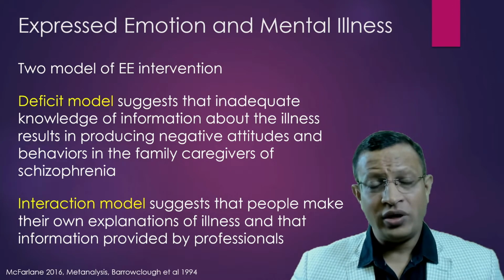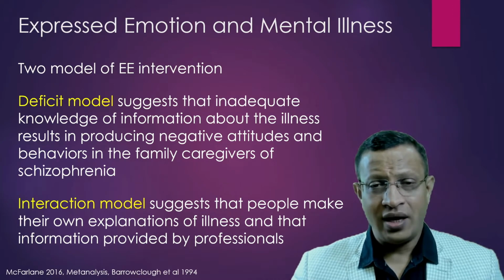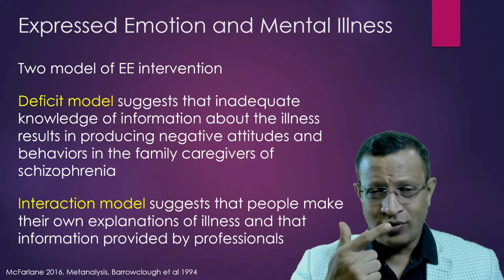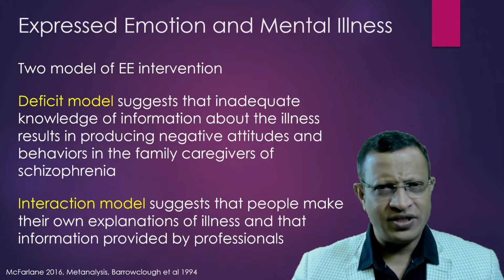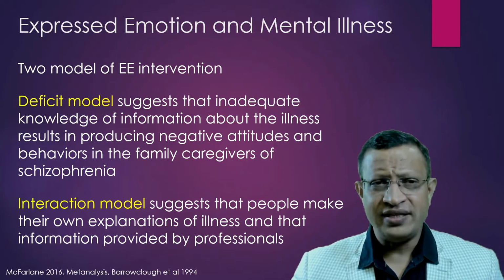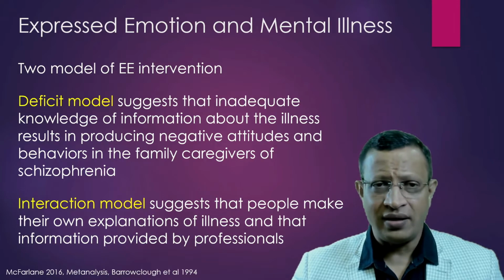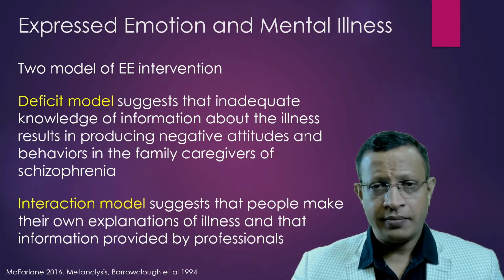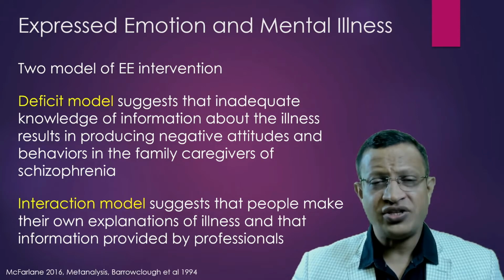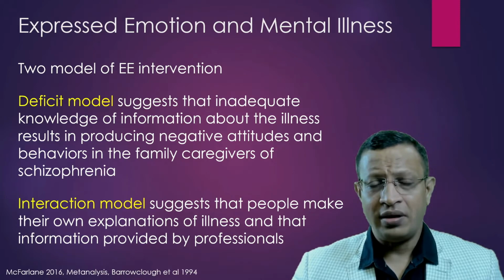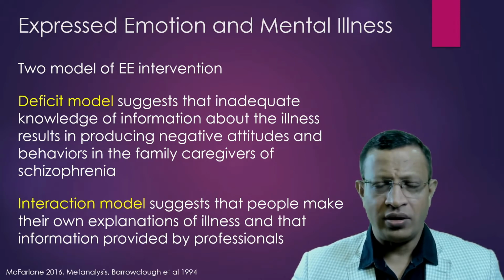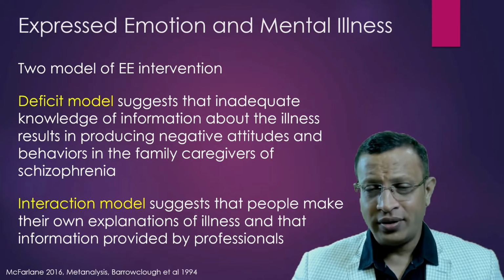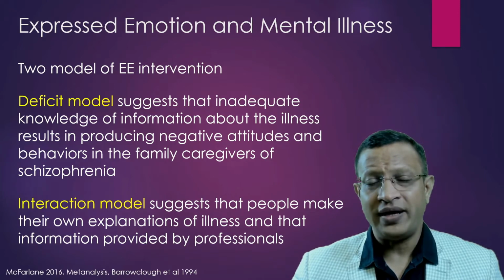Further, two other important models have been proposed with regard to expressed emotion within the family context. The first one is the deficit model, the second one is the interaction model. What is the deficit model? The deficit model suggests that there is inadequate knowledge or information about the mental illness. And because there is a deficit in the knowledge, the attitude, the perception, and the communication style of the caregiver towards the person with mental illness is very poor.